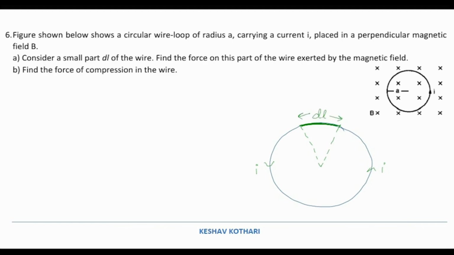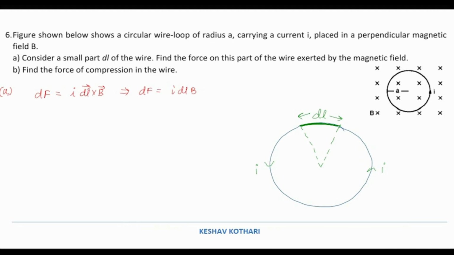Now I can say that the force which is going to act on this is going to be equal to a small force, that is dF, which is going to be I dl cross B, and hence from here we obtain dF as equal to I dl B. So this is going to be the answer for the first part, that is I dl B. Now we are going for solving the second part.